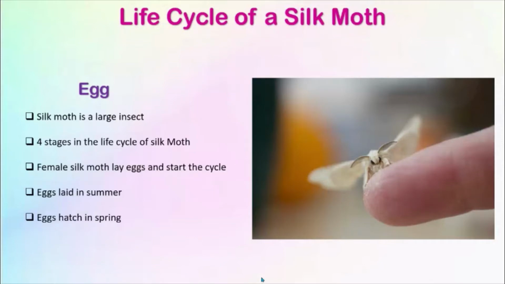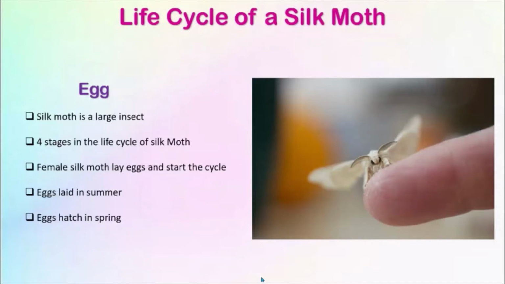Life cycle of a silk moth. What is a silk moth? Silk moth is a large white insect. It mainly has 4 stages in its life cycle. Bombyx mori is a domestic silkworm that only eats mulberry leaves. A female silk moth lays up to 300 eggs.